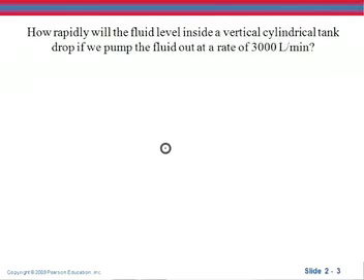Now notice that in this problem we are dealing with liters, so we will need the formula that uses volume in terms of liters. So our formula here is going to be volume equals 1,000 pi r squared h. Now remember that the 1,000 comes from the fact that, I'm sorry, one cubic meter is equal to 1,000 liters.